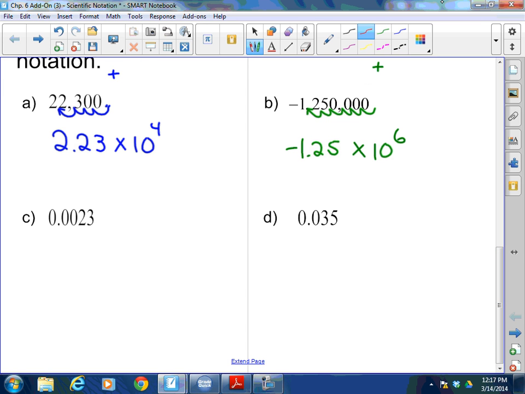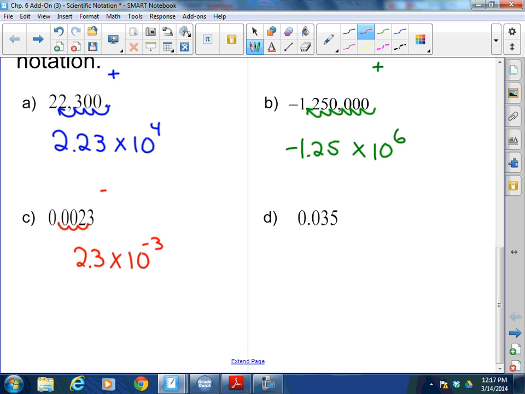Now, I got 0.0023. Wait a second. Is this number larger than 1 or is it less than 1? It's less than 1. You know, the absolute value, we don't worry about the negative part. That doesn't make a difference. It's the absolute value. So I'm going to use negative exponents. Make this number a value between 1 and 10. 1, 2, 3 to the right. 2.3 times 10 to the negative 3. Done.